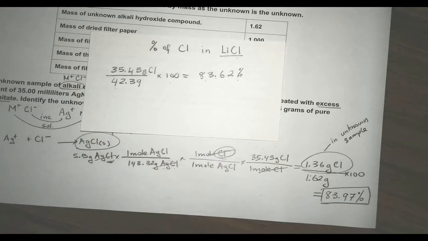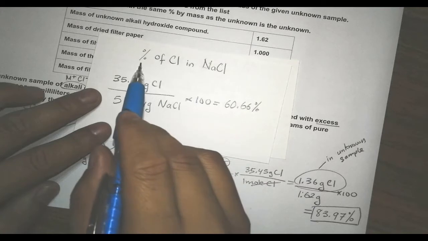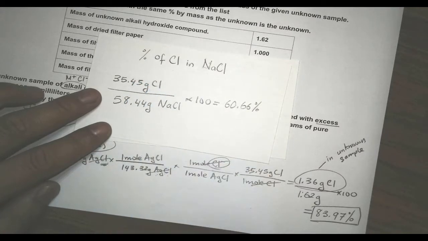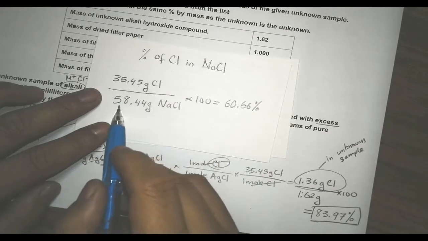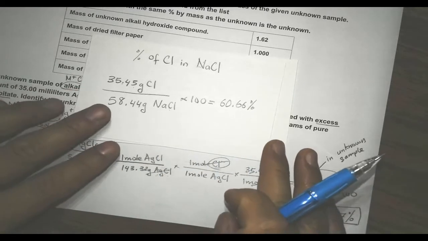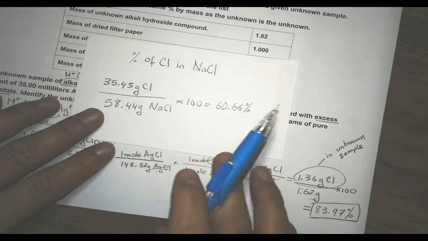Now, what happens when we have sodium chloride? I did the same thing. I find the percent by mass of chlorine in sodium chloride using the relative number of 1 mole. So I have 35.45 divided by the molar mass of sodium chloride, and I got 60.66%. That is a lot different from the unknown's value, so of course this is not going to be the unknown.